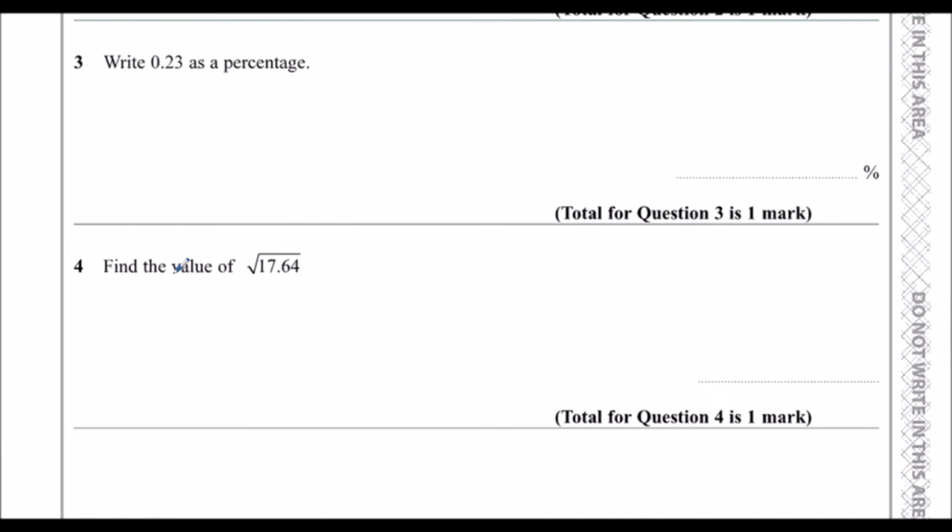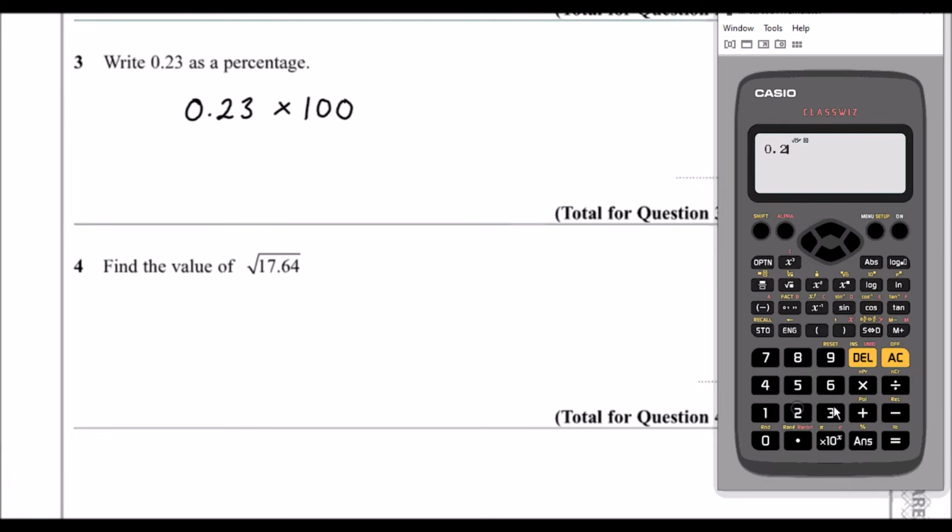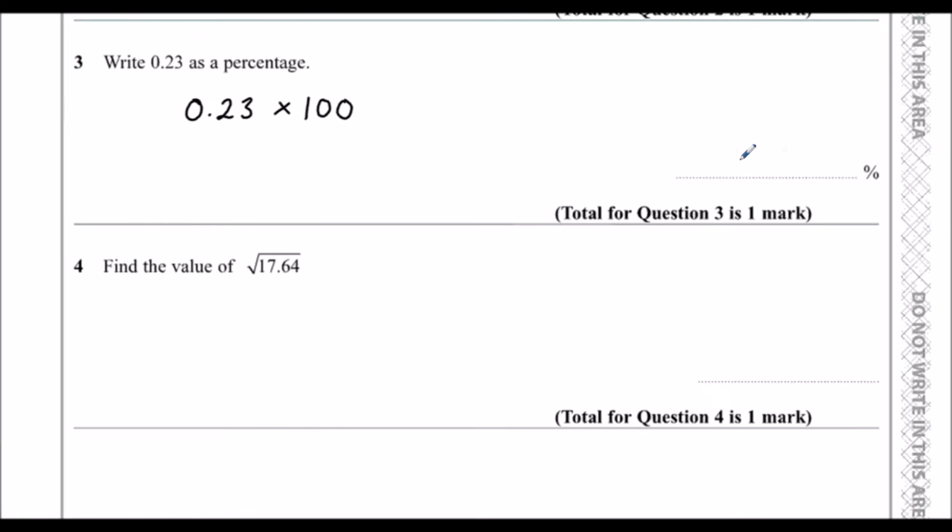Question 3, write 0.23 as a percentage. To change a decimal to a percentage, we times by 100. So 0.23 times 100. And if we want to use the calculator, we can. 0.23 times 100 is 23. So that's 23%.